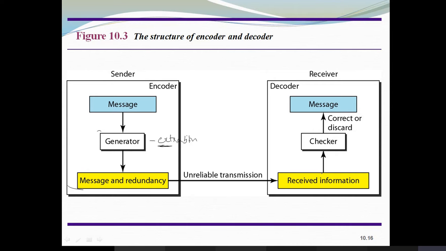Then at the receiver side, the receiver receives the complete information, that is the message and the redundant extra bits. That is sent to another separate module called the checker. What is the function of the checker? The function of the checker is to check the data received. Does the received data have an error?